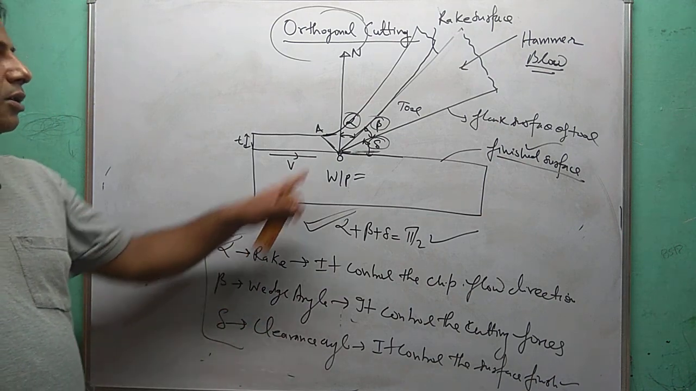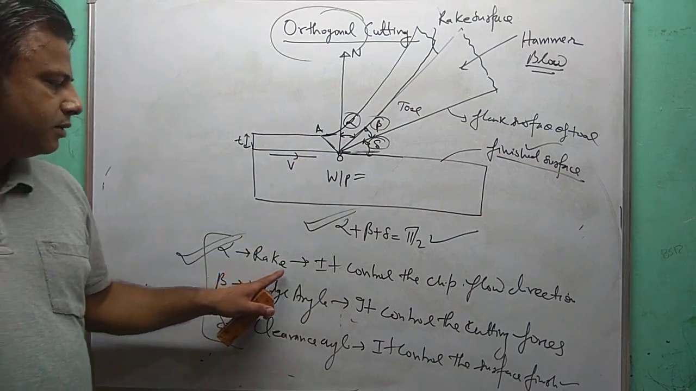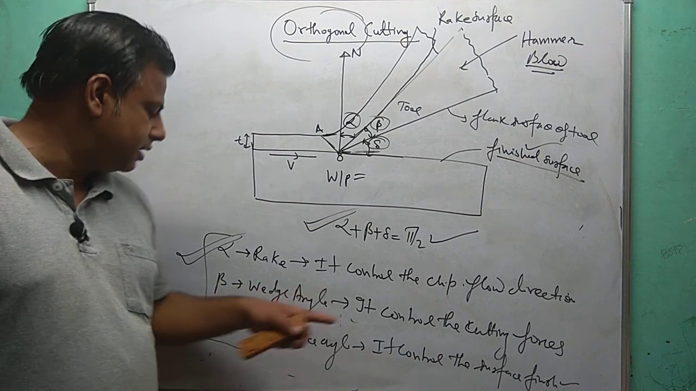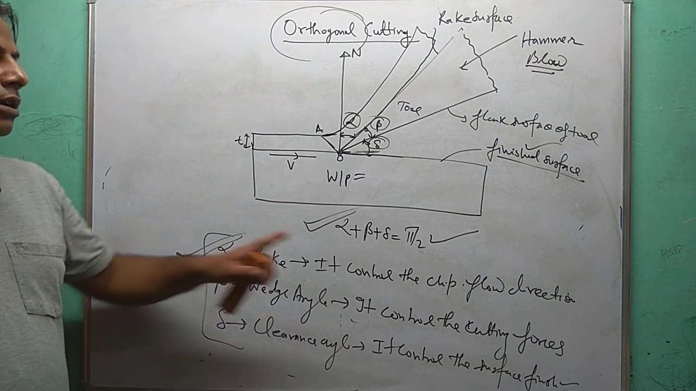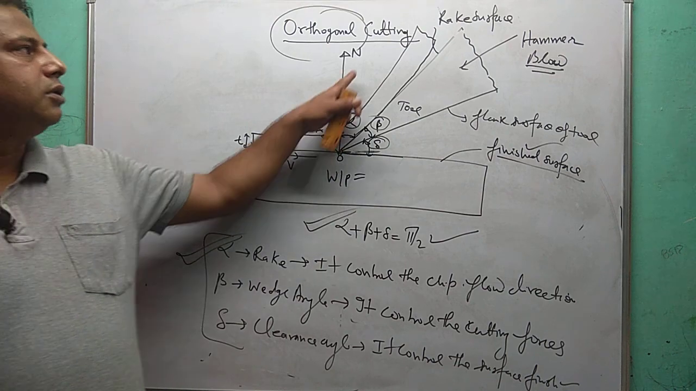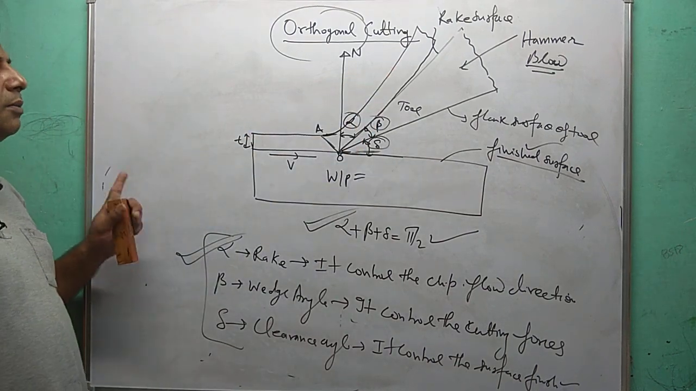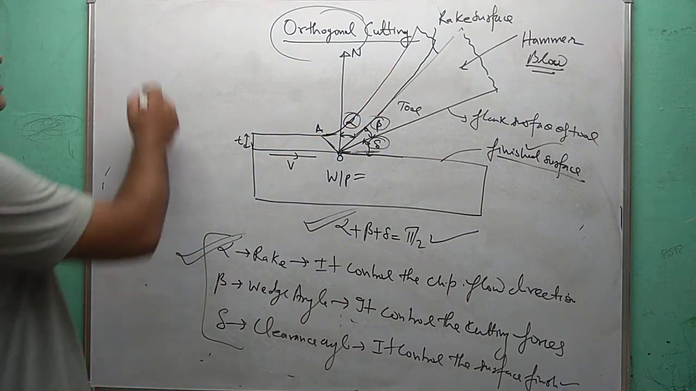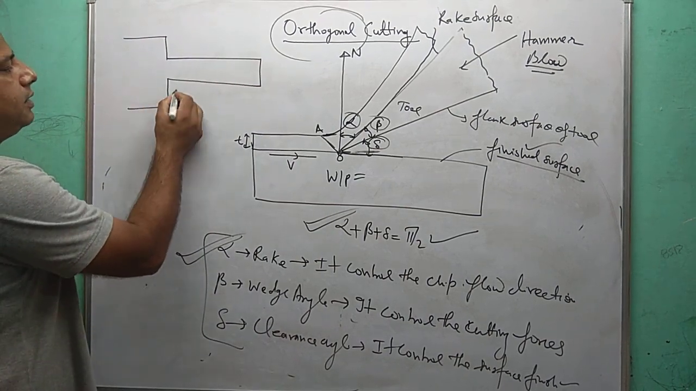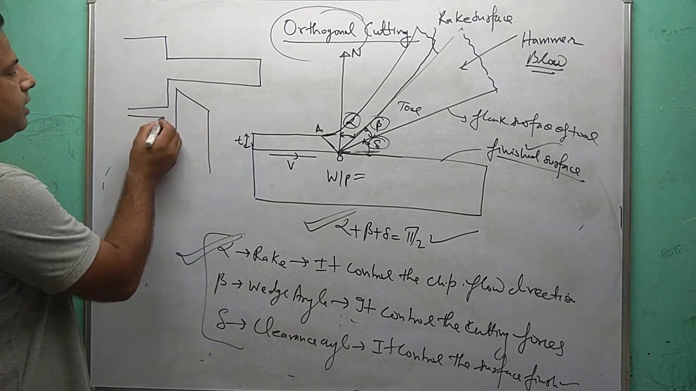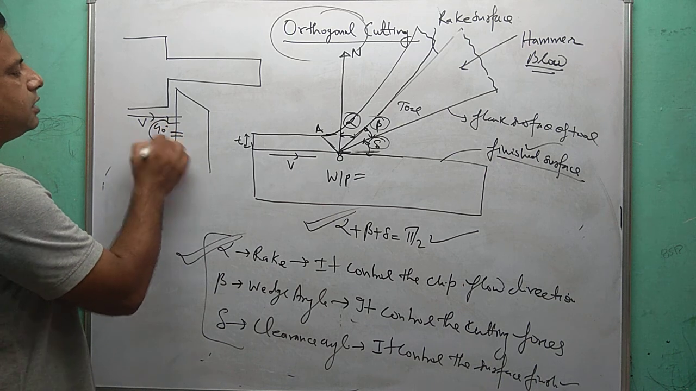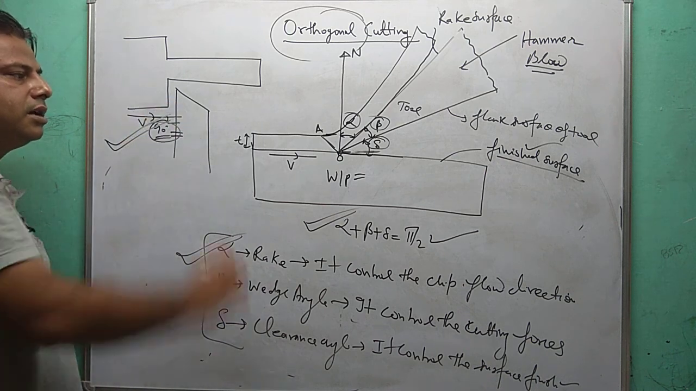Similarly, the rake angle controls the chip flow direction. We have an optimum rake angle, which varies from -5 degrees to 10 degrees, and beta is your wedge angle. So these angles are very important during orthogonal cutting operations. In orthogonal cutting, one important assumption is that the cutting edge and the cutting velocity, with this being my workpiece and here the cutting tool, are perpendicular to each other. This is a very important assumption.